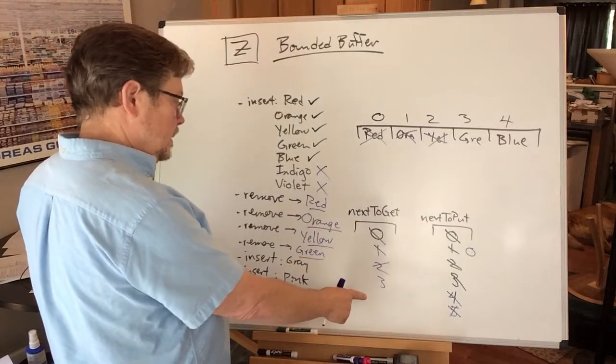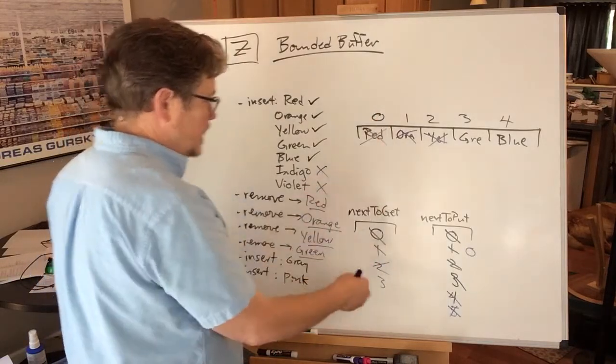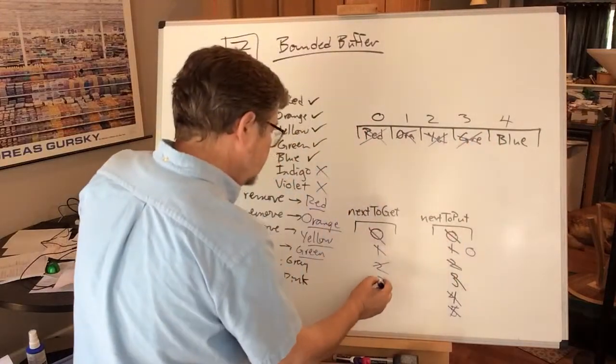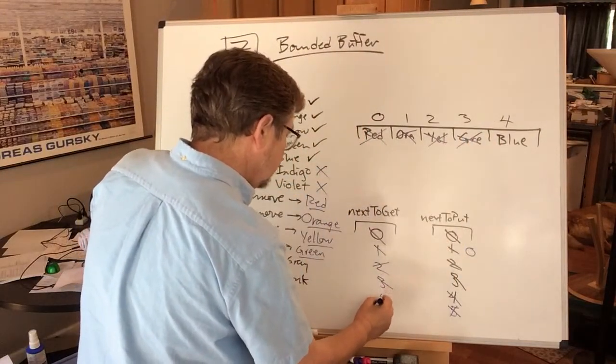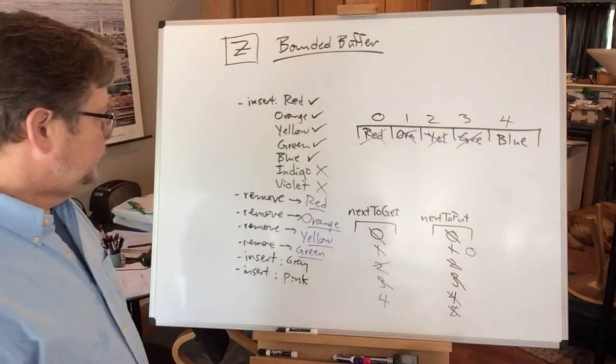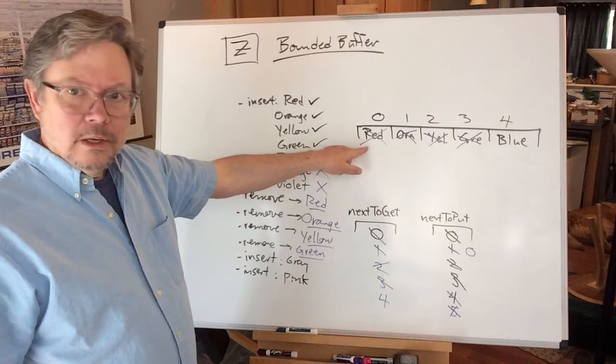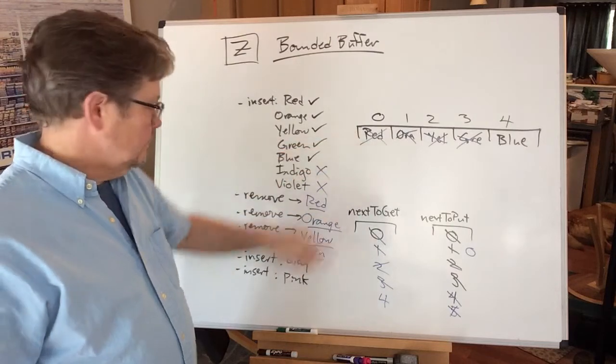Okay, now am I caught up? Next to get green, no it isn't. We've already gotten green. Next to get should be up to 4 now. So the next thing to get will be blue. The next place to put is here, the vacated slot by red.